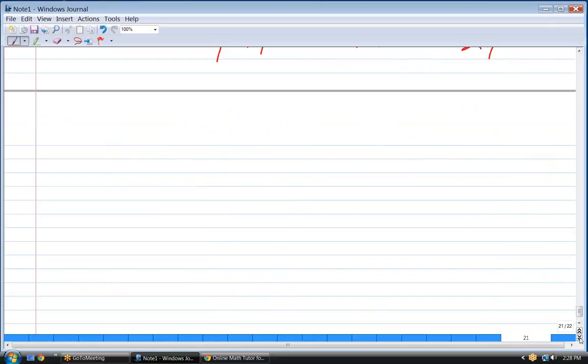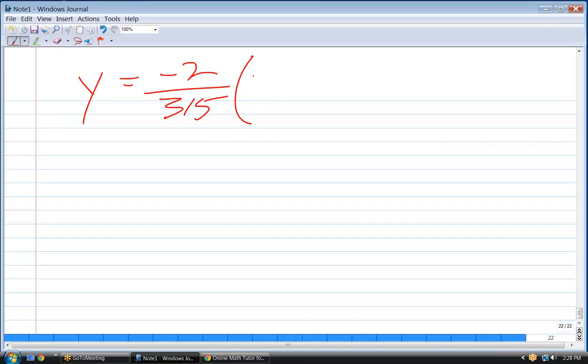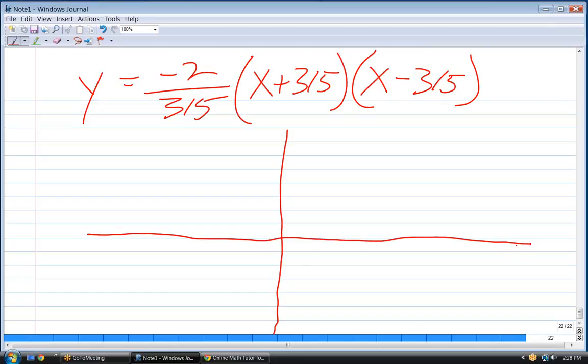Yeah. Okay. It's y equals negative 2 over 315, and in parentheses, it's x plus 315. And then the other one is x minus 315. Let's go ahead and see if we can figure out how to draw this graph. Because given a quadratic, you need to be able to draw the graph.